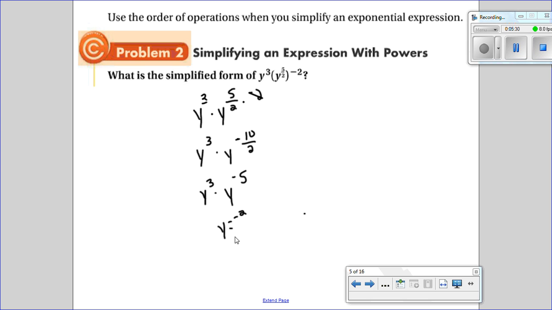And if you also think back, y to the negative 2, remember you can't have a negative exponent, and that's when you take the reciprocal, so that becomes 1 over y squared.